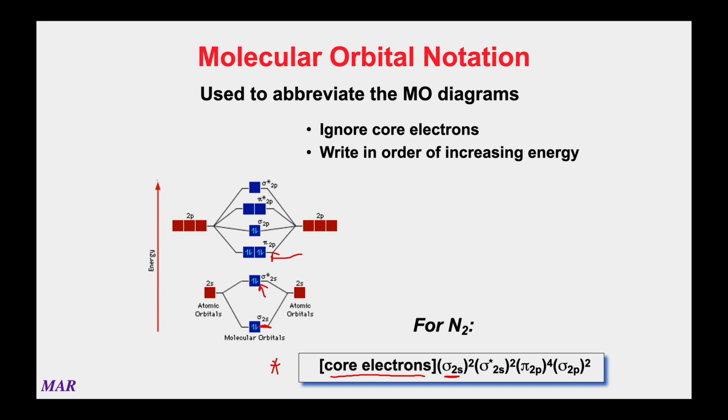You can combine them both. You don't have to separate them. Pi 2p with 4 electrons, sigma 2p2. Once you get used to the notation, it is a lot easier to write than the diagrams on the left. I want you to draw, at least at first, some diagrams like the one on the left because it kind of shows where all this stuff comes together. But when you're used to it, the shorthand notation is definitely the way to go.